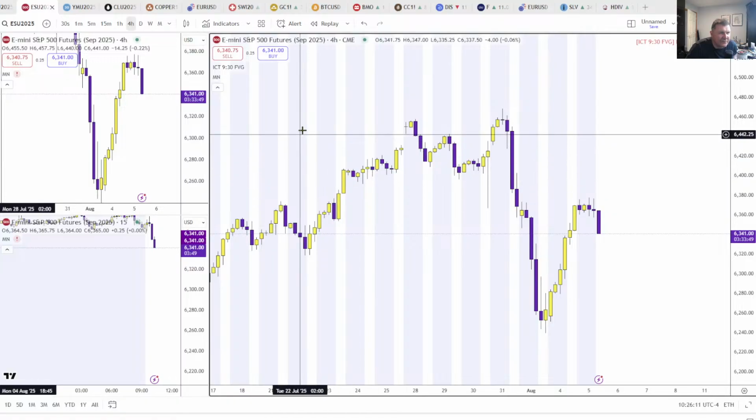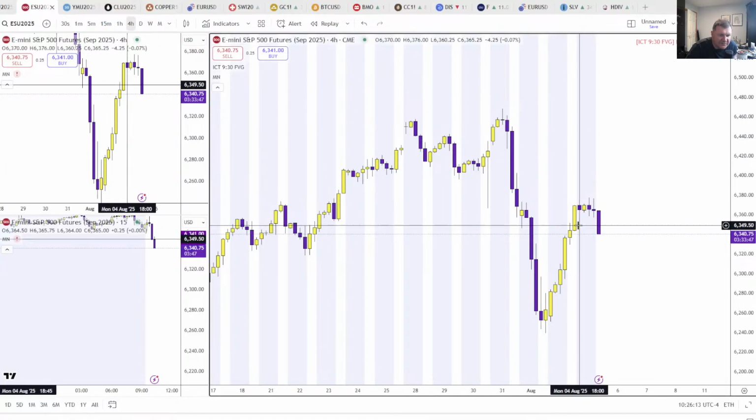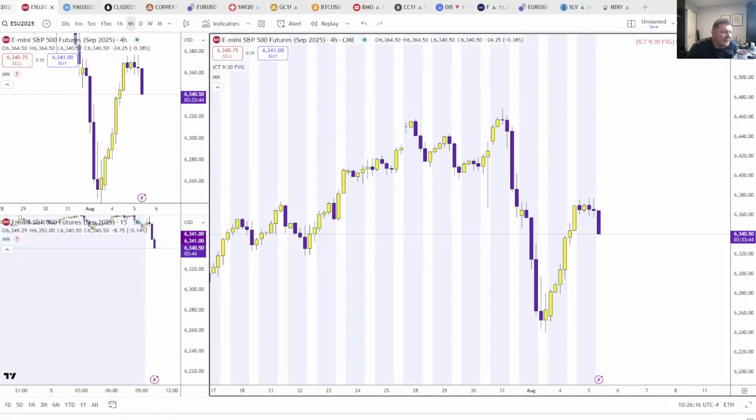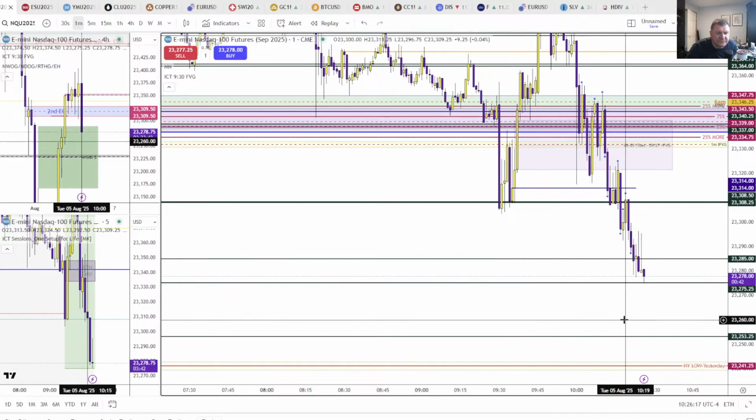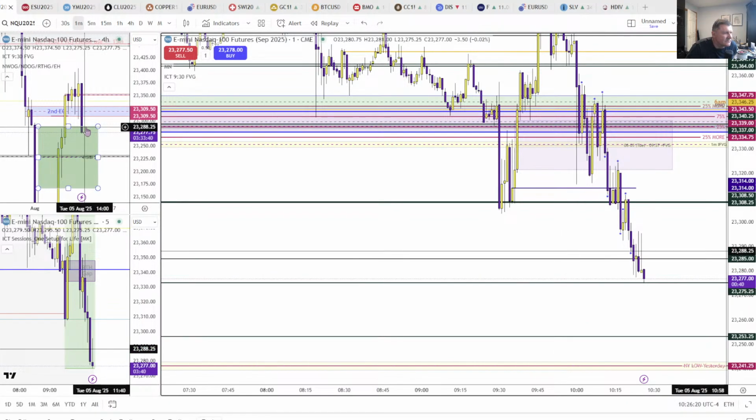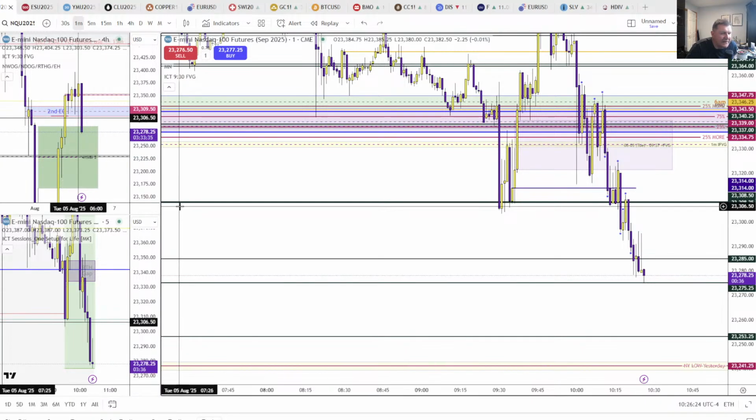So the same thing we look for on a 1 minute chart, 4 hour chart, same thing. So again, looking for that 229 level.